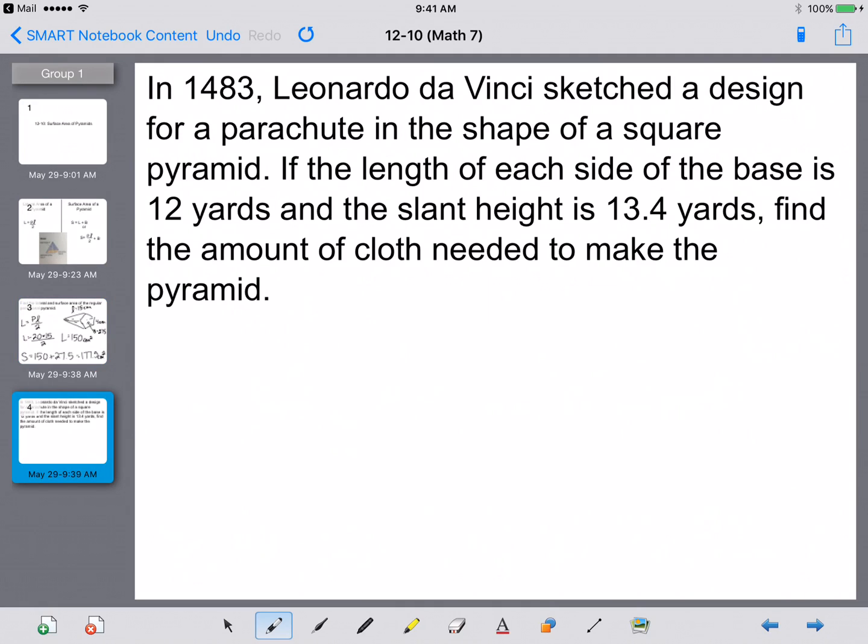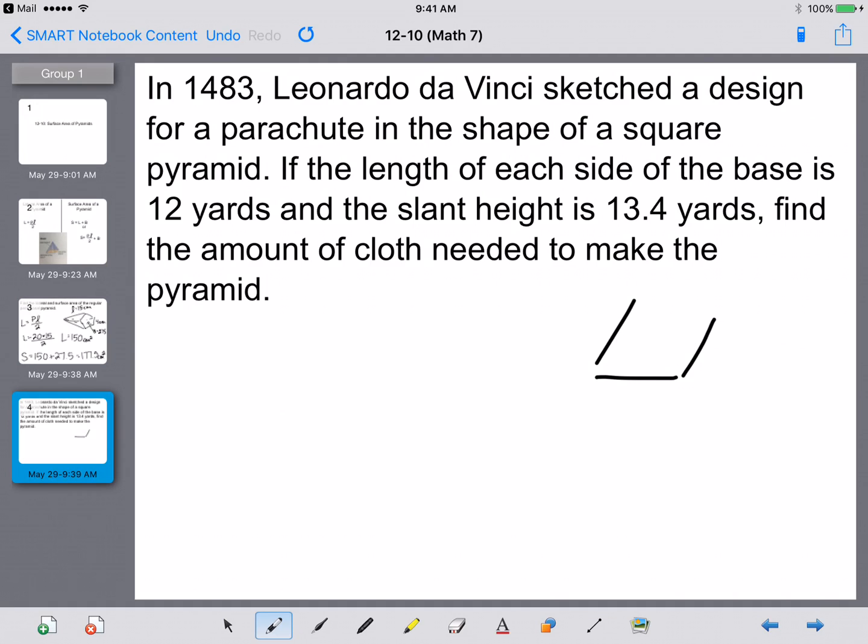So here it says in 1483, Leonardo da Vinci sketched a design for a parachute in the shape of a square pyramid. If the length of each side of the base is 12 yards and the slant height is 13.4 yards, find the amount of cloth needed to make the pyramid.